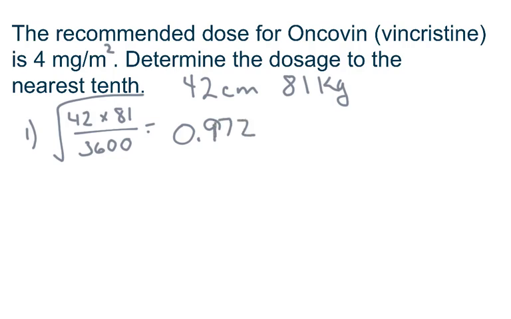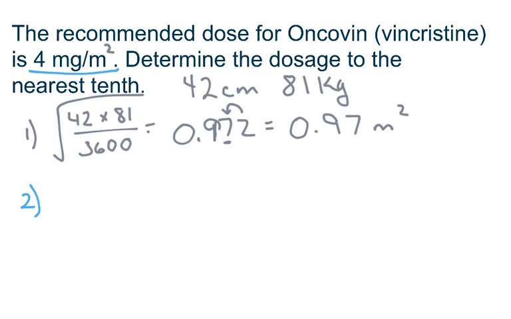And so it's less than 1. So I'm going to round to the hundredths place. Okay. So I get 0.97 meters squared. Okay. So for the second part, the second step is I'm going to multiply the dose ordered, right here, times his BSA, because this means everybody can get 4 milligrams per meter squared.